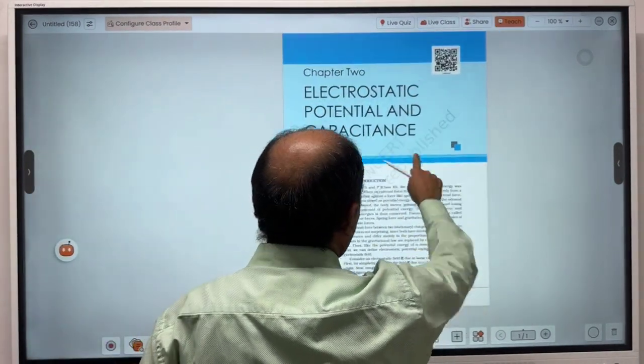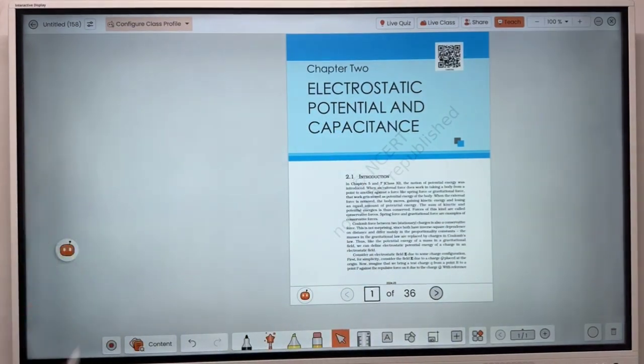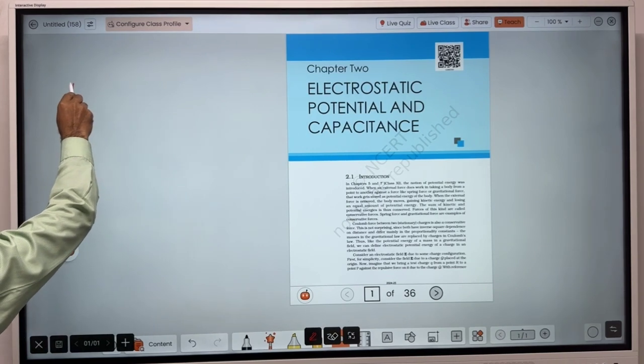Today we are going to start with the next chapter of 12th physics, electrostatic potential and capacitance. In the previous lecture we have seen how electric field is related to potential, so we are taking a quick recap of the same.